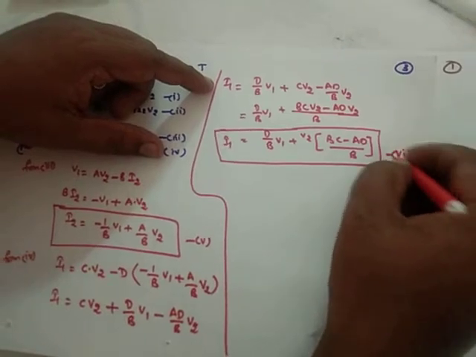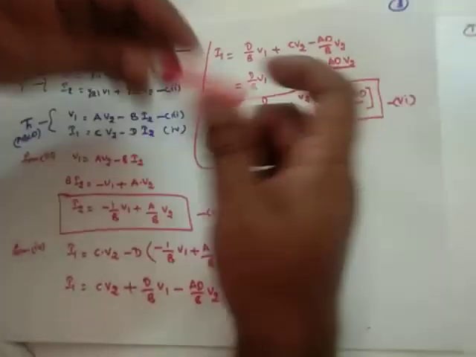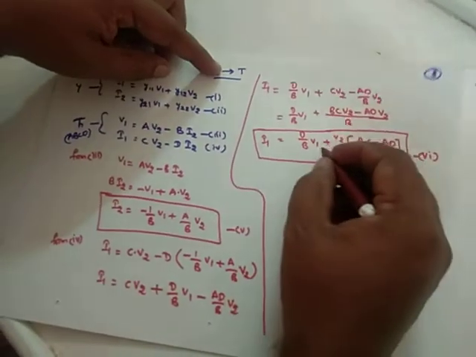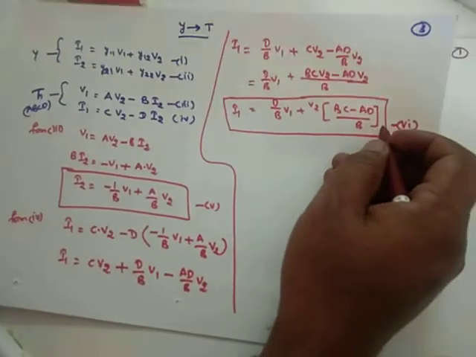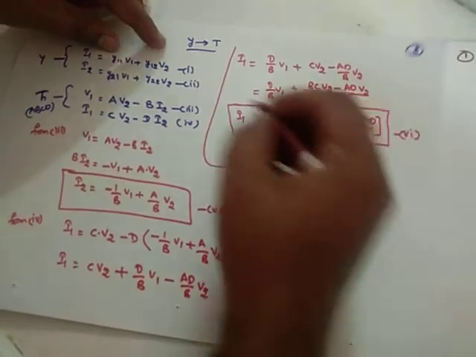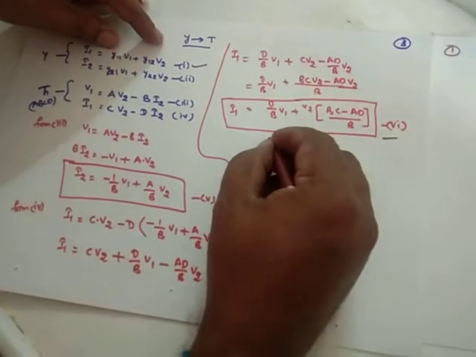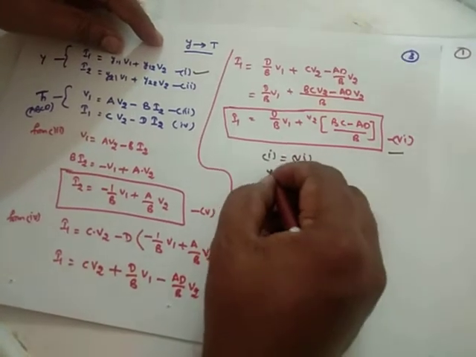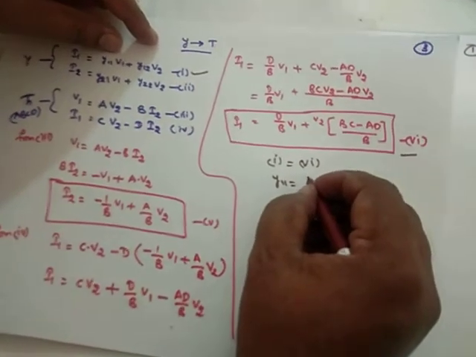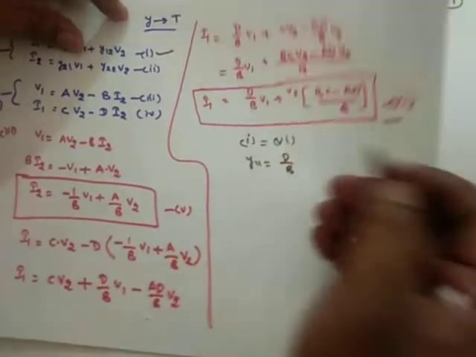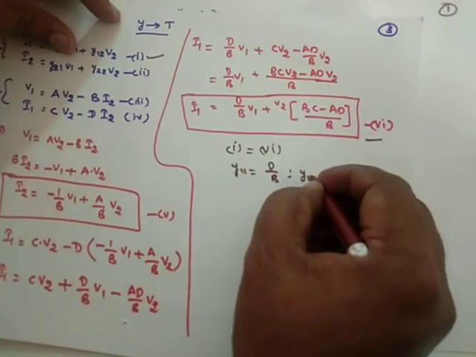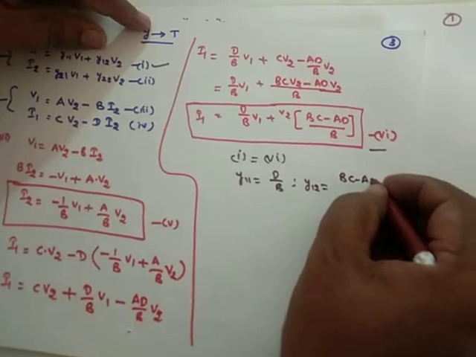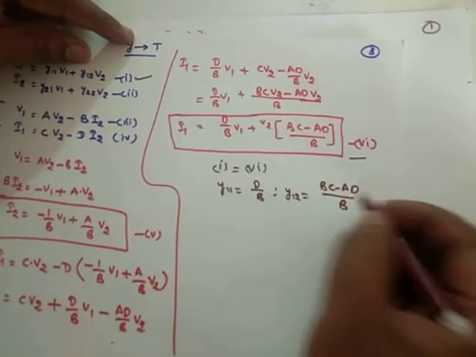Now this expression is 6. Now compare 5 and 6 with 1 and 2. Here I1 depends upon V1 and V2. So 1 equals 6. From that, Y11 is equal to D by B, then Y12 is equal to BC minus AD by B.